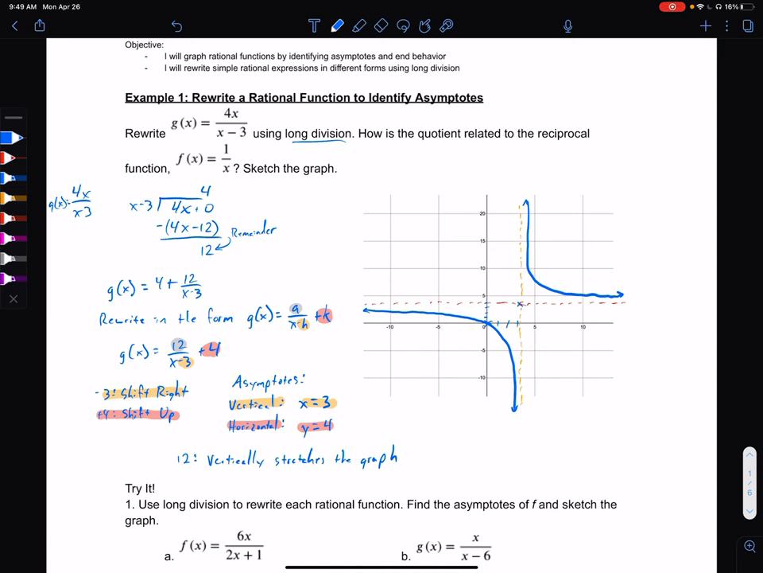Make sure you understand the long division part here, how to rewrite something. This is our ultimate goal here, being able to rewrite a function. And once we rewrite that, that'll give us the vertical and horizontal asymptotes, which will allow us to have a sketch of the graph.